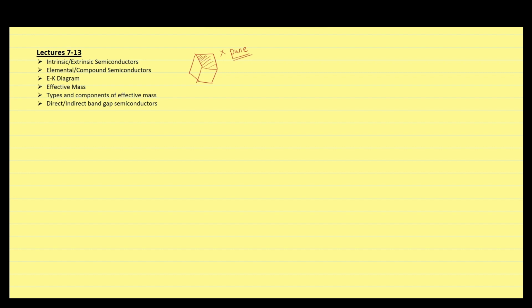After that, we studied elemental and compound semiconductors. Elemental semiconductors are like silicon and germanium, whereas compound semiconductors are like gallium arsenide, which is used in optical devices. We studied the E-K diagram, and the most important fact is the curvature of electron and hole in the valence band and conduction band. The curvature will be narrower for the electron in the conduction band because we studied in detail and derived the relation as well that the curvature is dependent upon effective mass. The narrower the parabola curve, the lesser will be the effective mass.